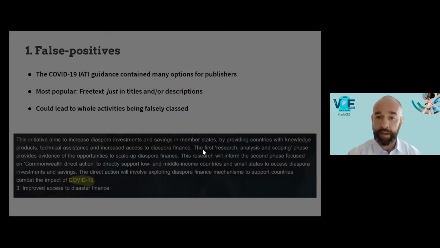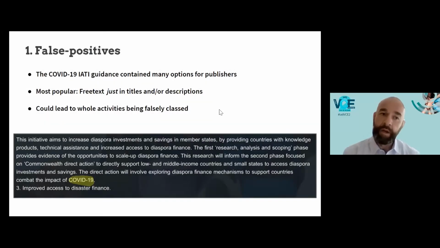But first of all, we found when we used IATI data, there were lots of what we called false positives. In other words, we would find IATI activities that maybe had the term COVID-19 in them, but they weren't really about COVID-19.